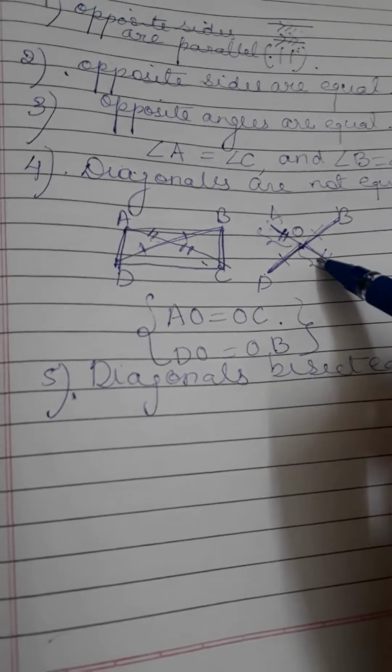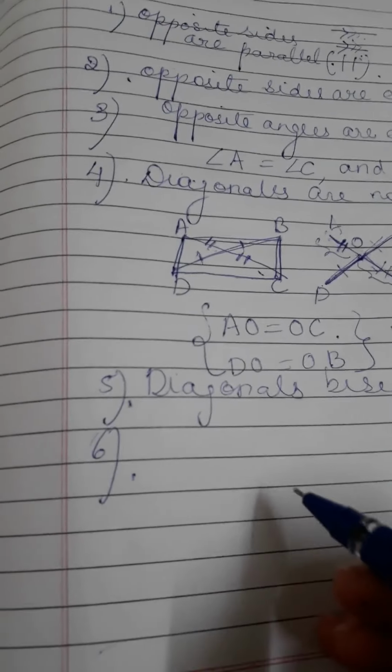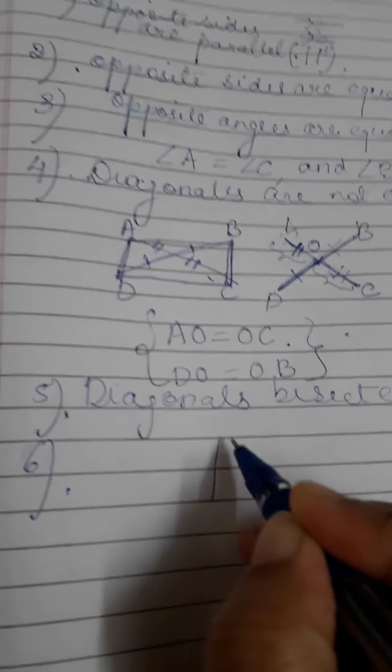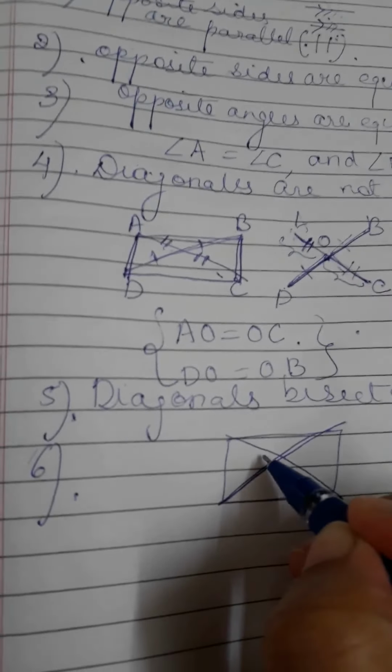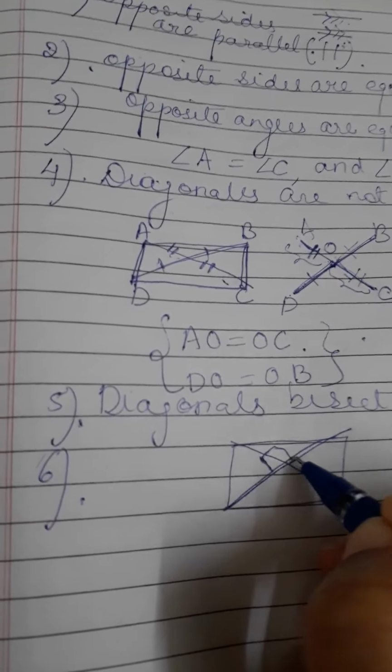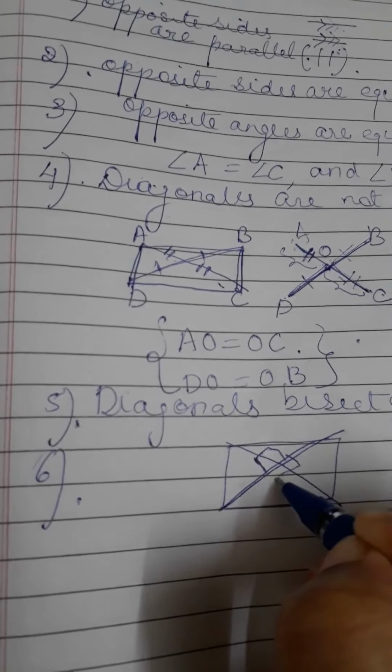Fine. The sixth thing is, are the diagonals perpendicular to each other? Now what does that mean? Diagonals are perpendicular or no? This is one diagonal, this is another diagonal. So diagonals are perpendicular means like this. Is this making a 90 degree angle? Right? No, they do not make 90 degrees with each other. Fine. Diagonals are not perpendicular.